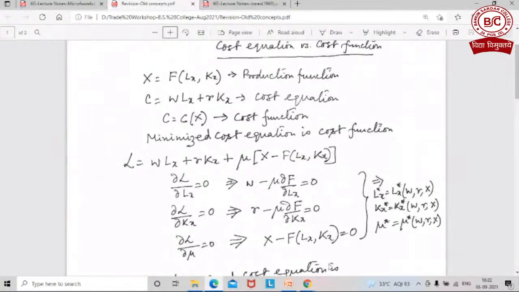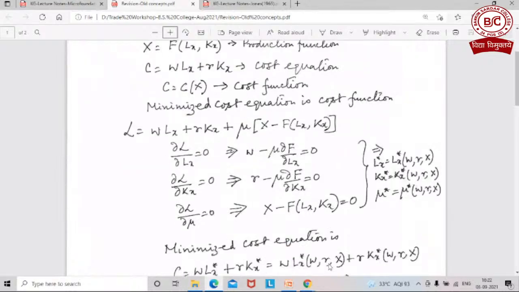So the optimal value of Lx is Lx star, the optimum value of Kx is Kx star, and the optimum value of mu is mu star. And these are functions of factor prices, which are the parameters here, and also the level of output. You can fix output at different levels, so naturally Lx will change for that. Whenever we do this exercise, we fix output at a level. But basically, what we can derive here is Lx star, Kx star, and mu star, which are functions of factor prices and the level of output. We check the second order condition, and we observe that this cost equation is minimized.